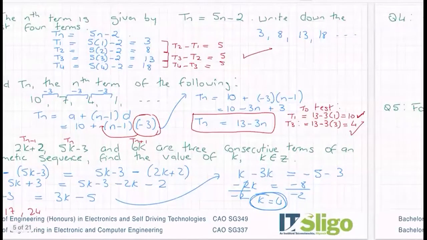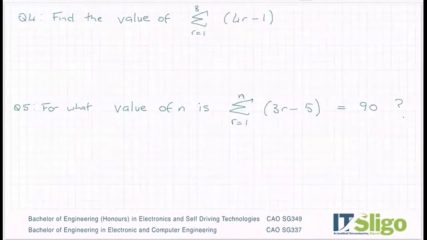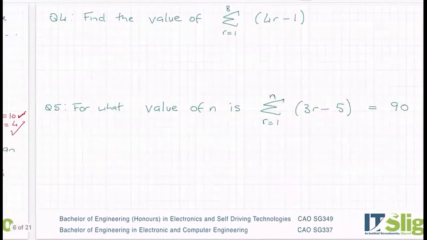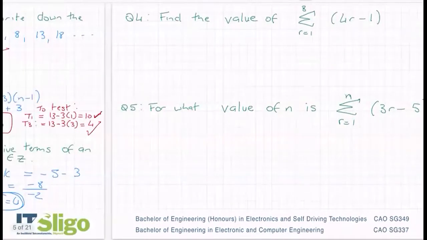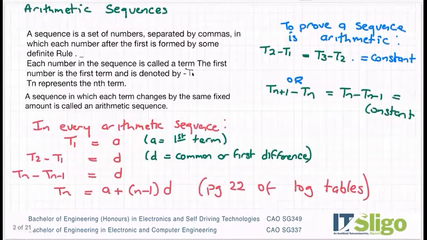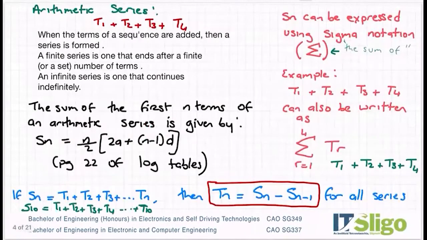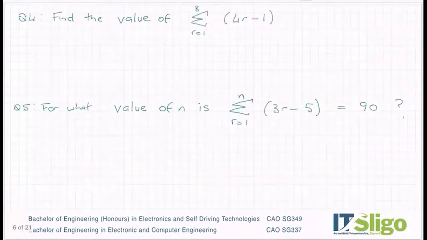Okay, and then on to the last two questions in this little recording. So question 4 then, we're just looking at that sigma notation we talked about. Just to refresh, the sigma notation is here. It means the sum of, okay? It's another way that you can write out a series. It's equivalent in a way to the Sn formulas. So find the value of the sum of 4r minus 1 when r is between 1 and 8.